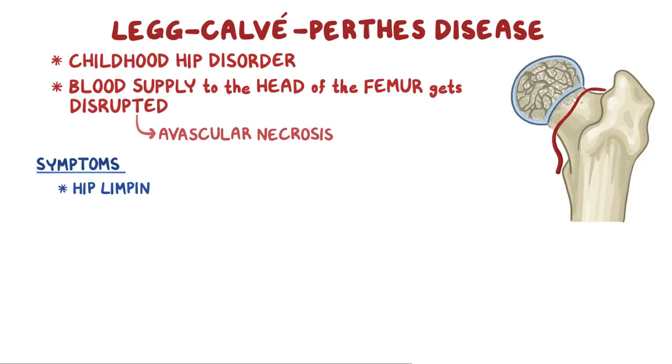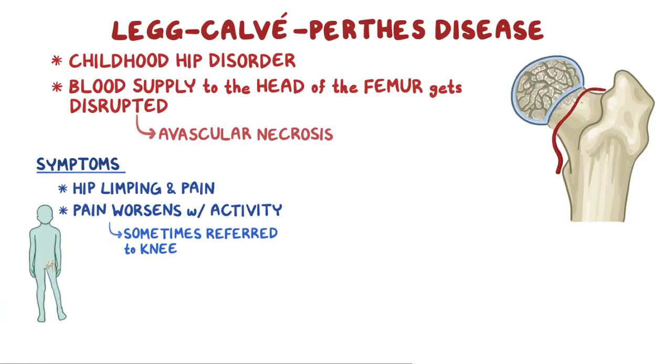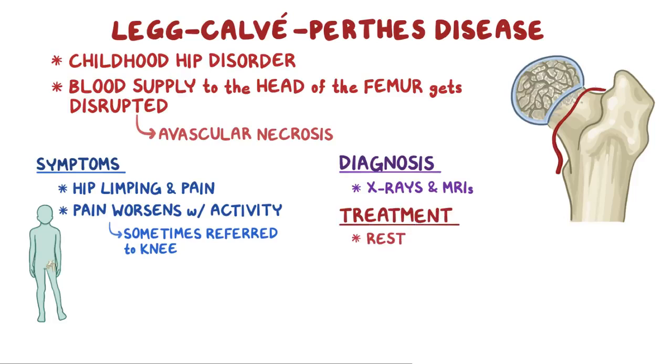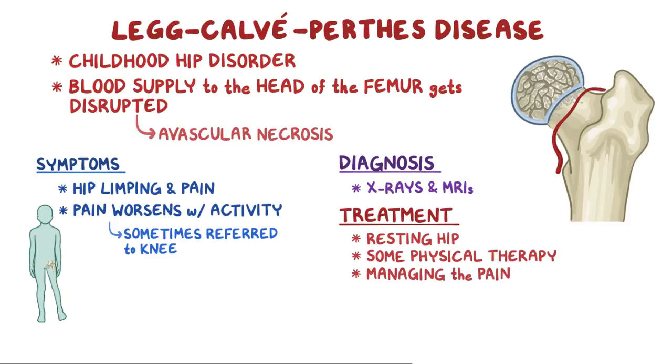Children have hip limping and pain which worsens with activity, and it may be referred to the knee. The diagnosis of this disease is mainly done with x-rays and MRI of the limping hip. Its treatment consists of resting the sick hip, having some physical therapy, and managing the pain. But also, hip surgery may be indicated.